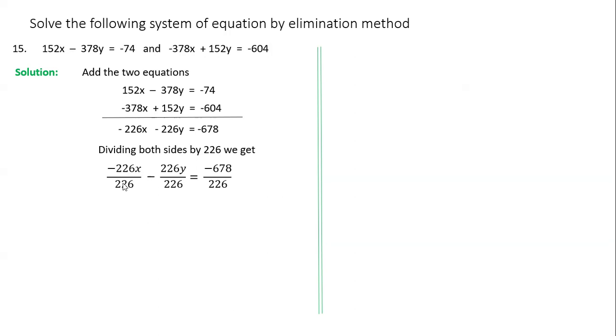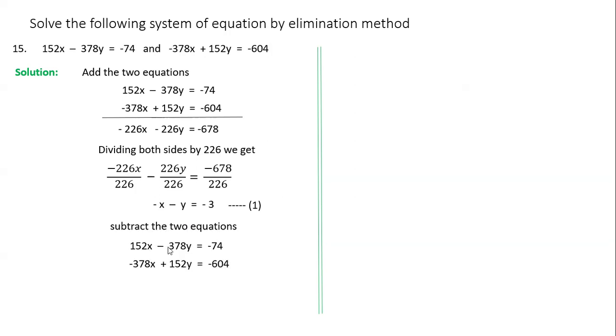So minus 226x upon 226 minus 226y upon 226 is equal to minus 278 upon 226. This will cancel. It will only be minus x. This cancels, minus y. And this will be minus 3. This becomes the first equation. Now, subtract the two equations.